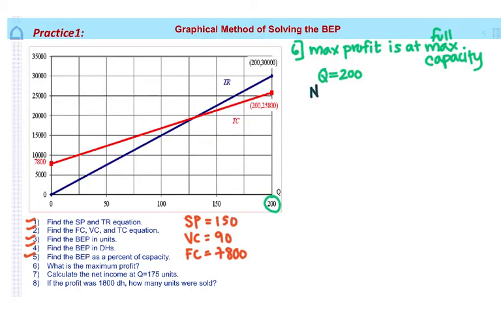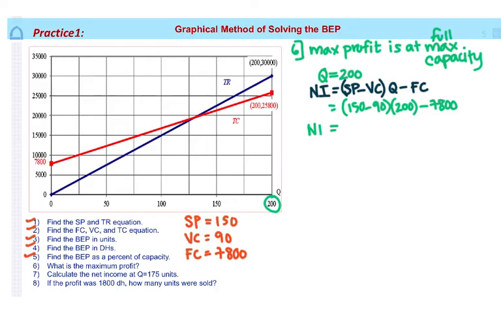Profit is talking about net income. Net income is a formula: selling price minus variable cost times quantity minus fixed cost. Now you could plug in everything we know right now. So we could say the selling price is 150 minus 90. We sold everything, so quantity is 200 minus the fixed cost. We'll get an answer. The net income is 4,200 dirhams.